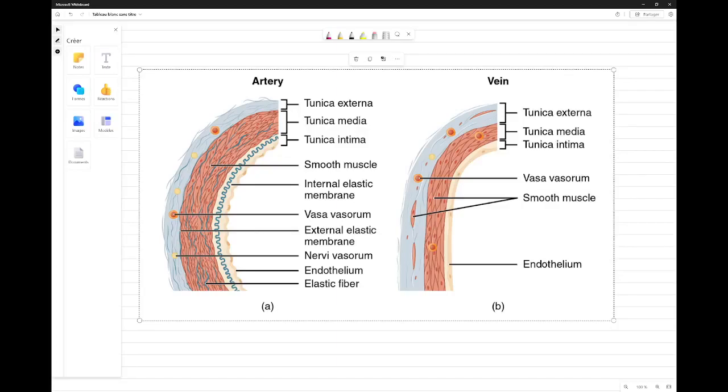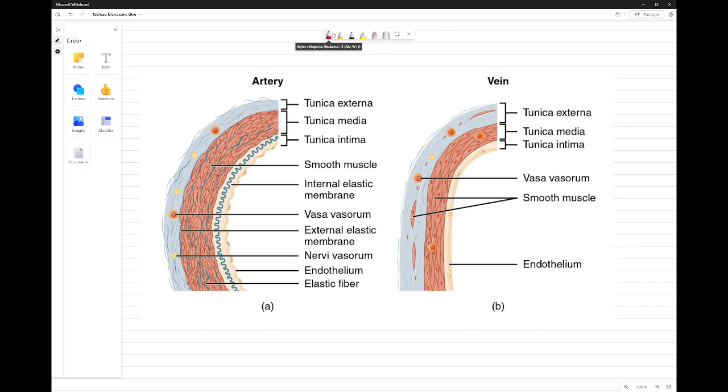So for the structure of the artery and the vein, notice that we generally have three structures. The same thing for the artery would be the same thing for the vein. We'll have tunica externa, tunica media, tunica intima. So generally, both of them have three tunics. What are the differences that we can see between them?